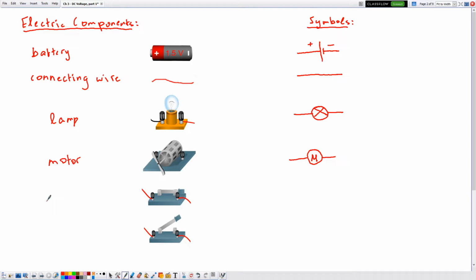And now the closed switch will be similar to a connecting wire having two dots. Later we will see why. It has the same symbol of a connecting wire. And as for the open switch, we will give it the following symbol.